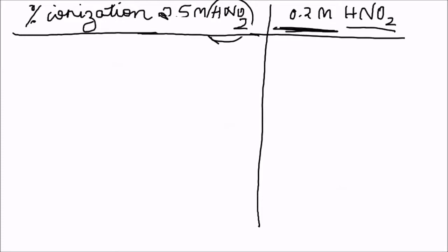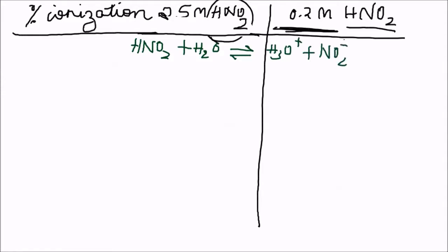In both of these, realize that the reaction that we have is the same. We have HNO2, which is reacting with water, and nitrous acid, being the acid, is going to generate H3O plus, and NO2 negative is what is going to get generated.